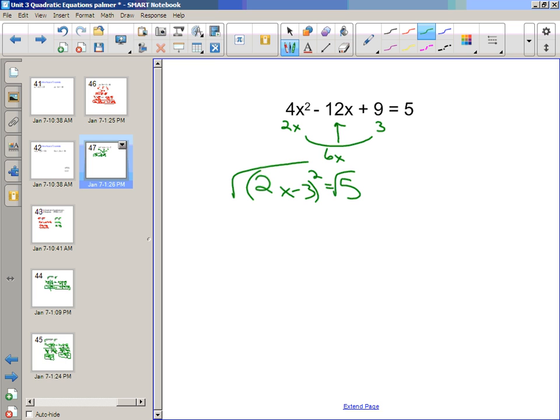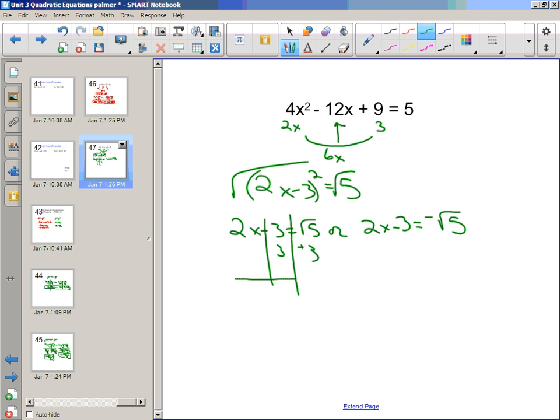Square root, square root. So 2x minus 3 equals the square root of 5, or 2x minus 3 equals negative the square root of 5. Couple steps on this one. Add 3. So 2x equals the square root of 5 plus 3. One more step of dividing by 2. And then on the other side, x is going to equal negative the square root of 5 plus 3 over 2.